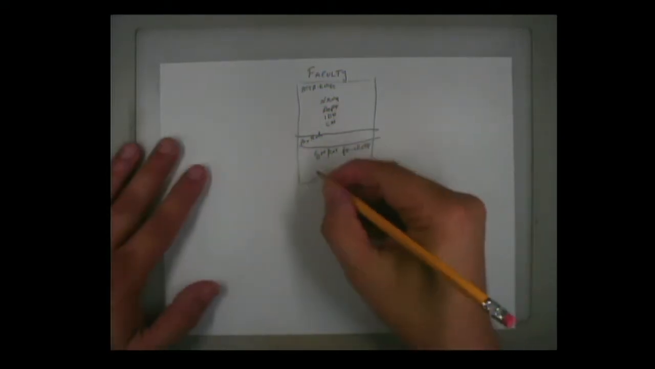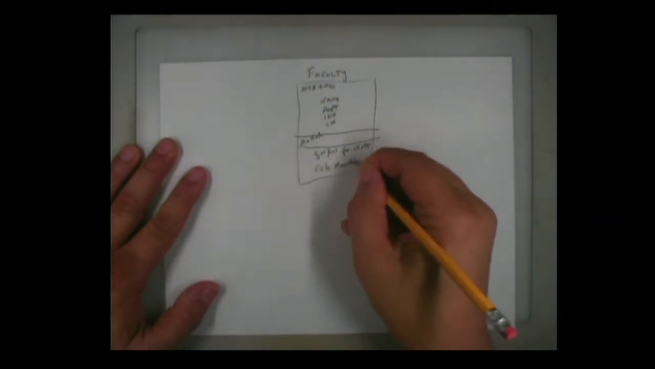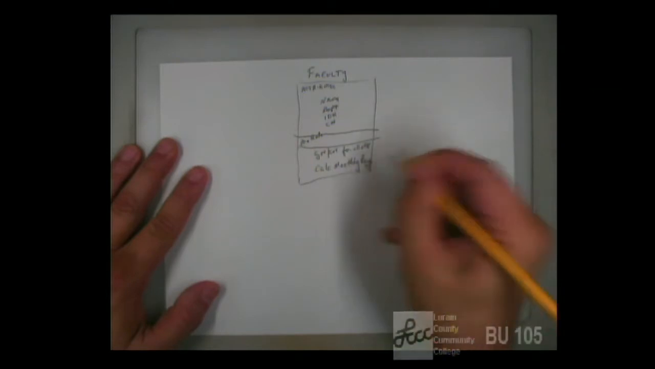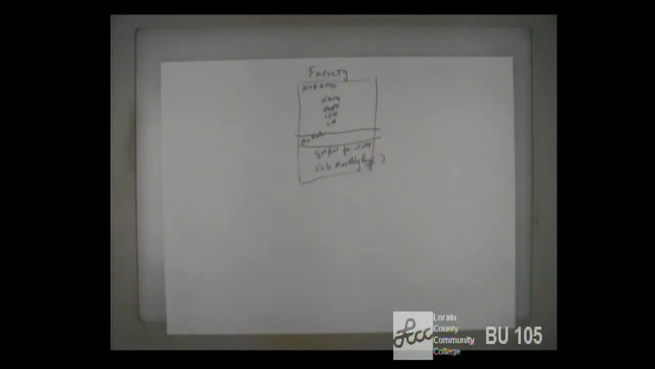Which of those things are going to be abstract? Is faculty an abstract class? Yes. Because every faculty person is either, there's no one that's merely a faculty person. You're either a full-time faculty person or you're part-time. So there's no one walking around here that isn't one of those two things. So this is going to be an abstract class.